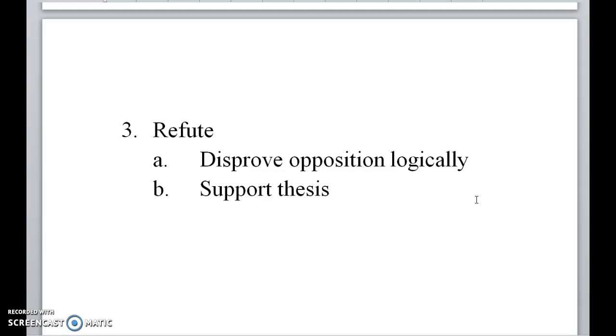This is when you disprove the opposition logically. You don't simply say they're wrong. That's not going to convince anybody. Once again, rightfully so. Just like if they said you're wrong, that shouldn't be all that convincing. But we disprove it with logic, and I'll give you an example of that in a moment. And the refuting is when it brings the whole counterargument back to your thesis. It's supporting the thesis overall. That's the whole point, remember.